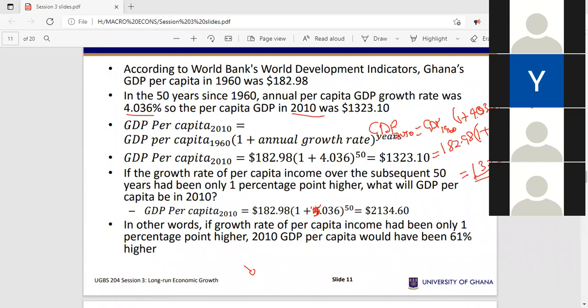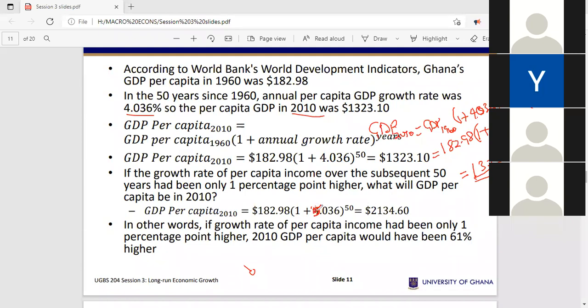So, this is for 1960 to 2010. Now, we are also trying to say, what if the rate here was increased by 1 percentage point over the 50 years from 1960 to 2010, what would have happened? You would have seen that the GDP would grow twice as much as what we had previously. So as we increase the rate by a percentage point, this GDP will be doubling.